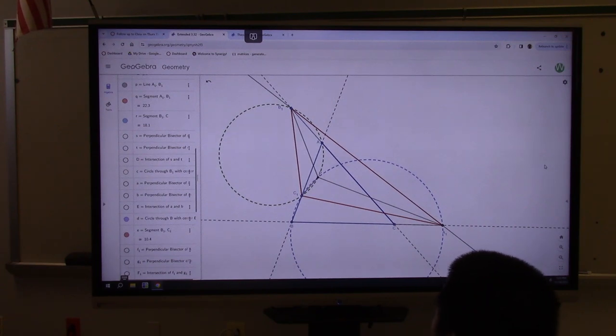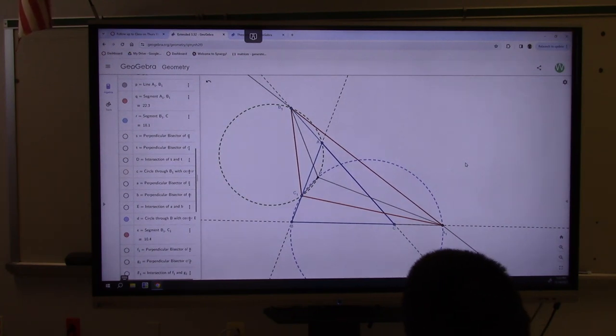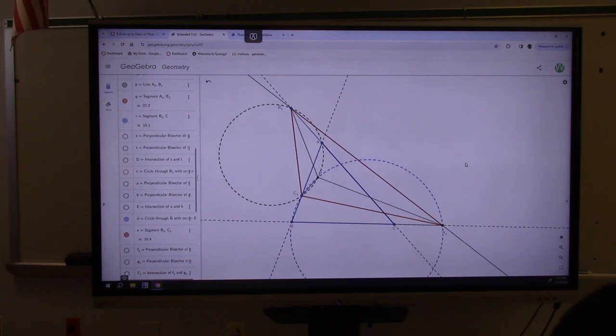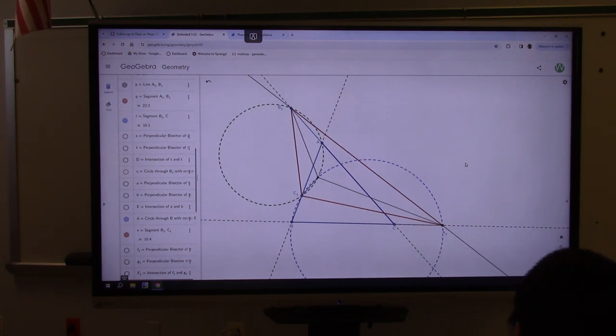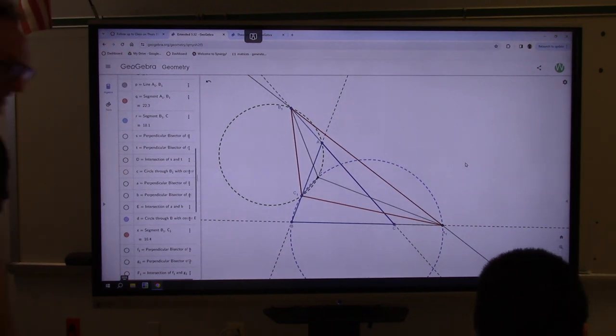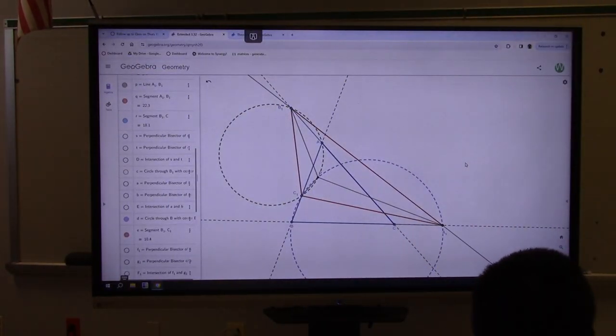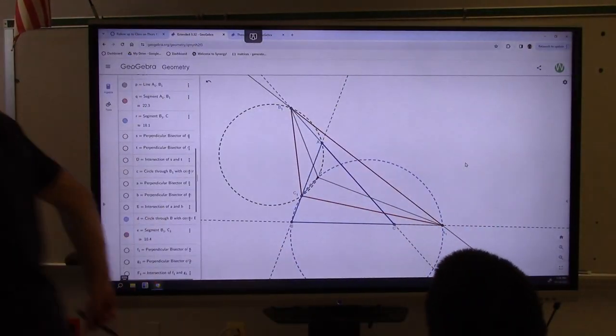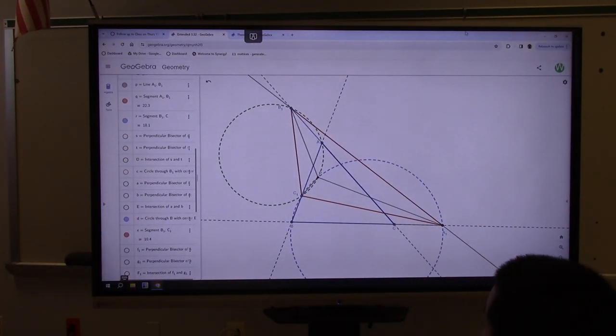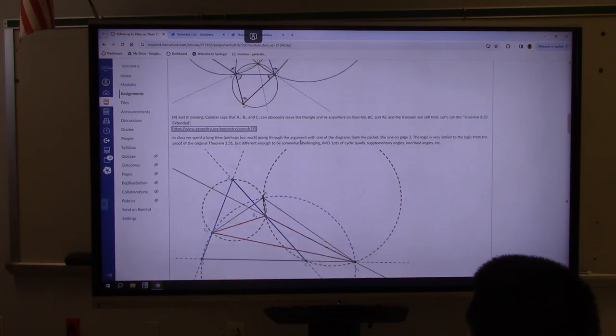Task: show that in this particular configuration, where B1 was chosen somewhere on line AC, and A1 was chosen somewhere on line BC but not on the side, we must show that the orange circle passes through P. Well, in this video that I dug up from 3 years ago, I was doing a really good job of stating the theorem in words, which I think I also did in our class, but maybe only once.